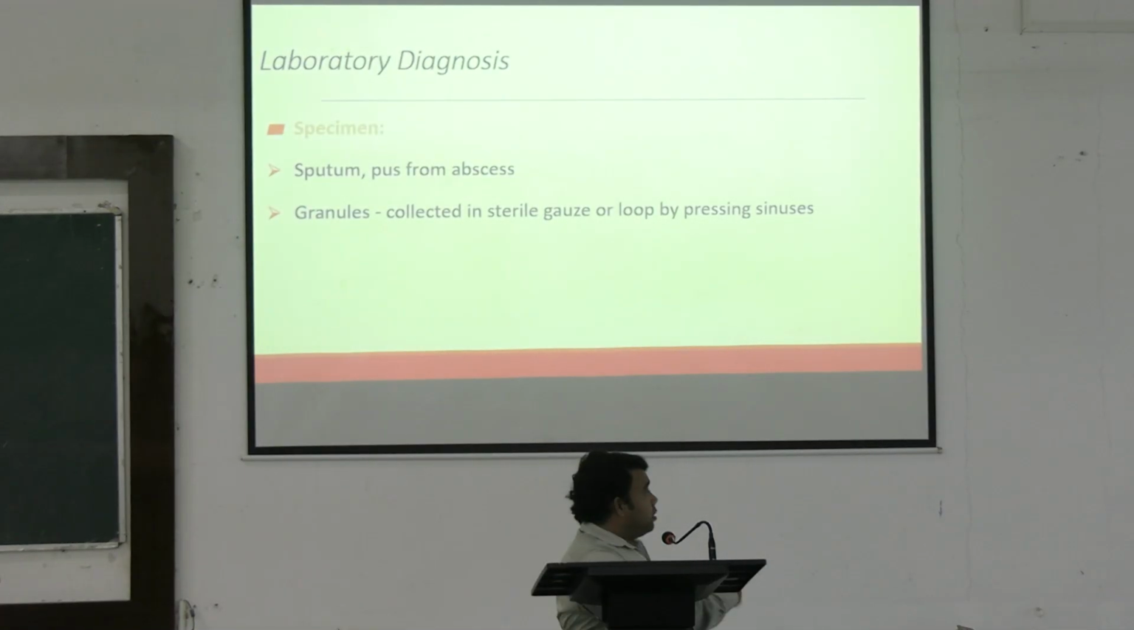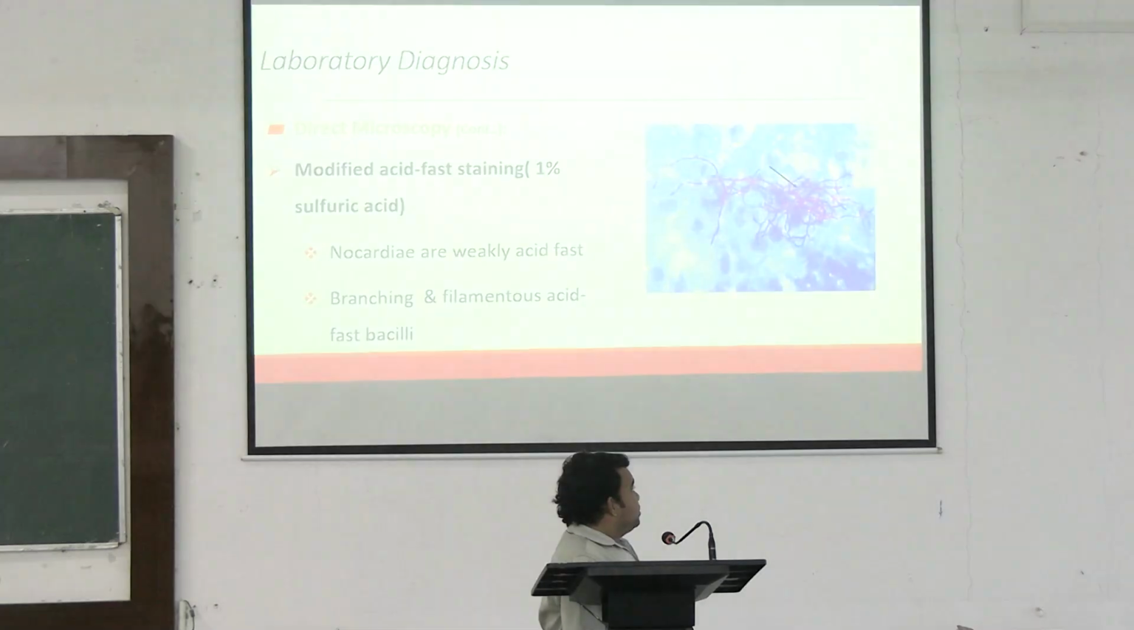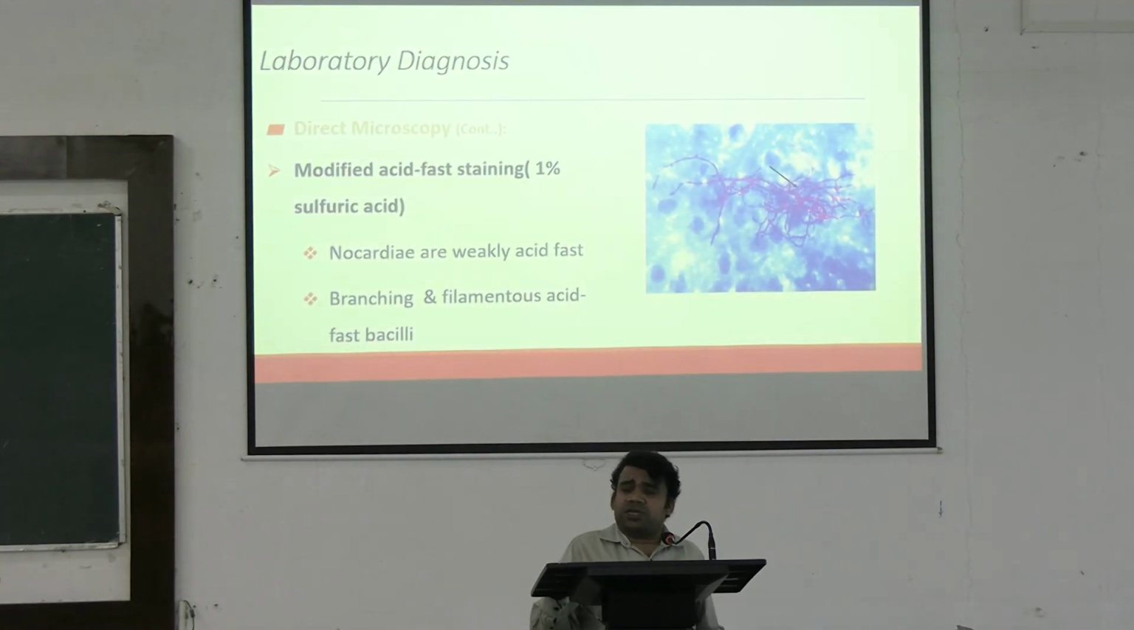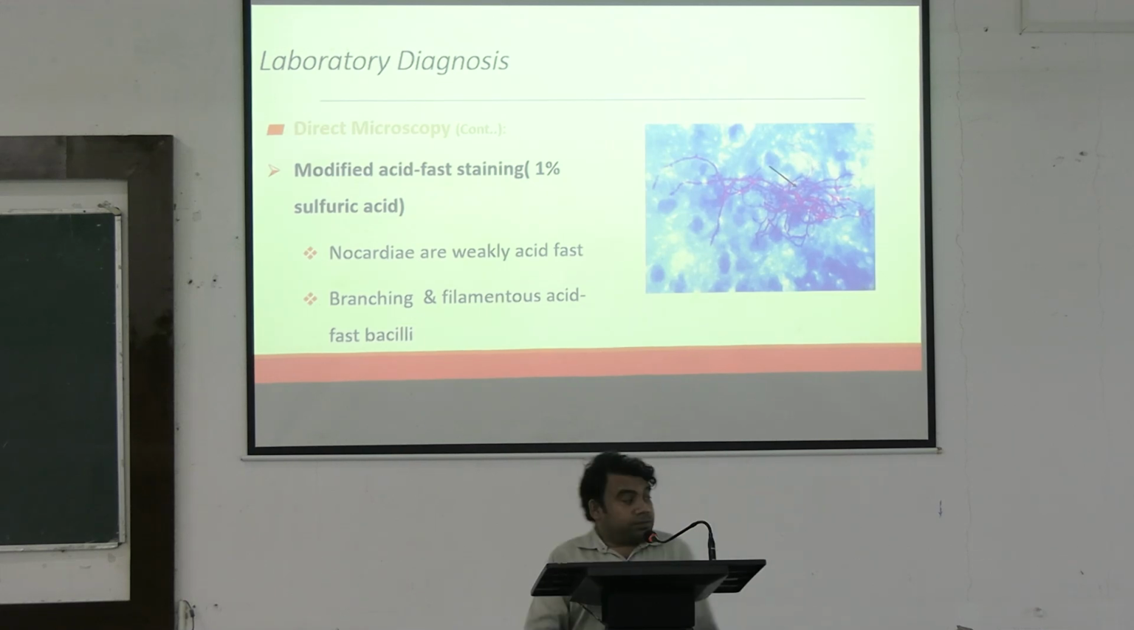Again, like actinomyces, we can go for diagnosis, especially from the discharging sinuses. We can look at the granules, and again on Gram staining we can go for the Brown and Brenn staining, where we can find the bacilli. But over here, a significant difference is that nocardia are acid fast bacilli. So if we go for acid fast staining, we can find the bacilli take up the acid fast stain. So in this way, we can easily differentiate between a chronic granulomatous lesion, whether it's actinomyces infection or nocardia infection.